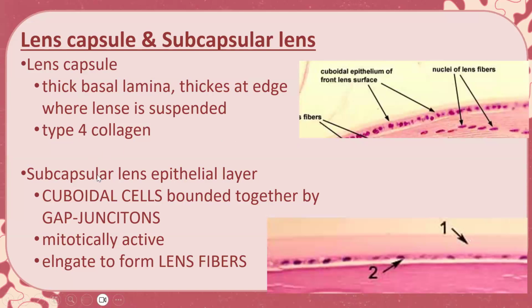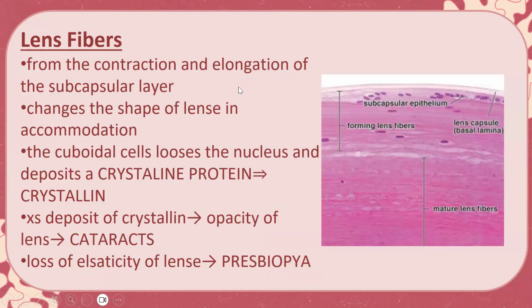The subcapsular layer of the lens has cells that are very mitotically active, and they are connected together by gap junctions. The cells are cuboidal cells. See here, this is a cuboidal cell, even labeled here. This thin pink line that's kind of fading away is the capsule, and then we have the lens fibers. Let's discuss it here.